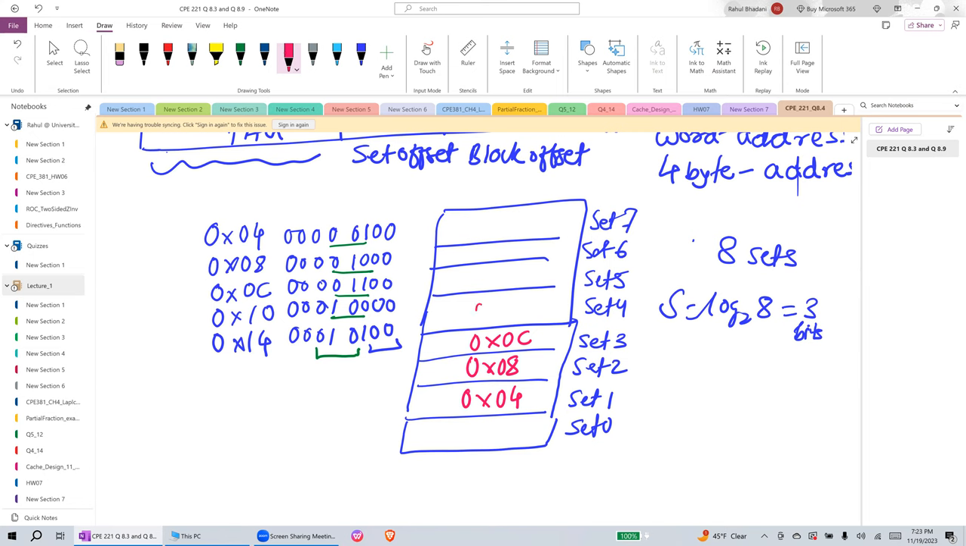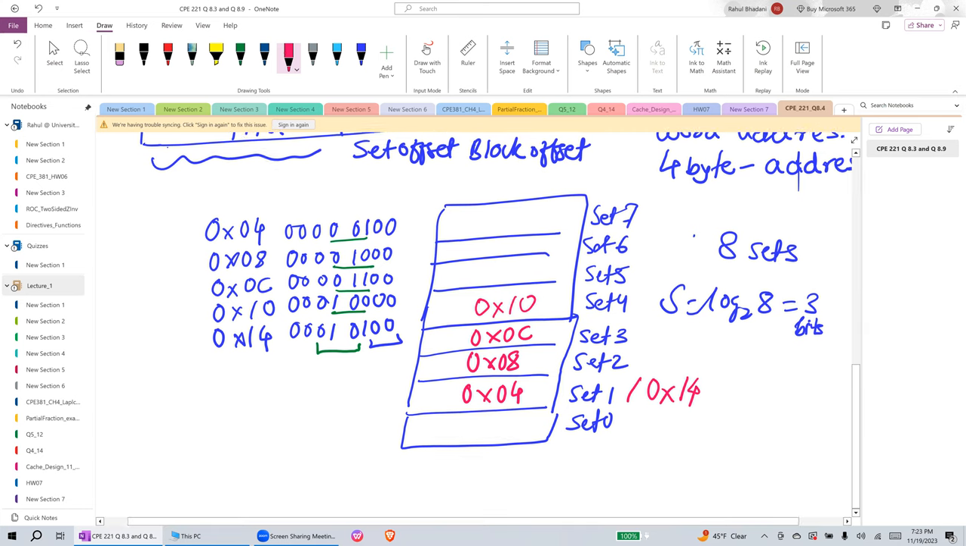1, 2, 4, set 4, okay, and then after 0x14, which is again going to come here in this case. So I just write down here. Okay. I just wrote down here in this case.